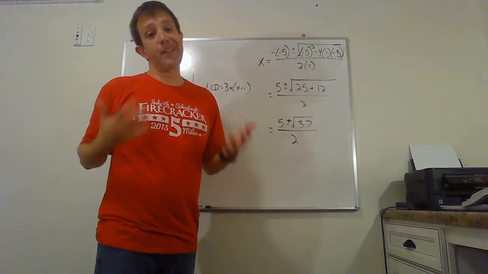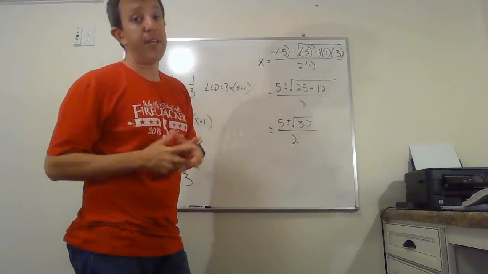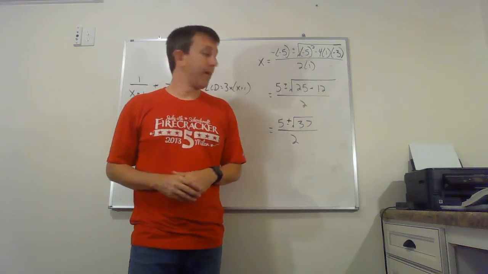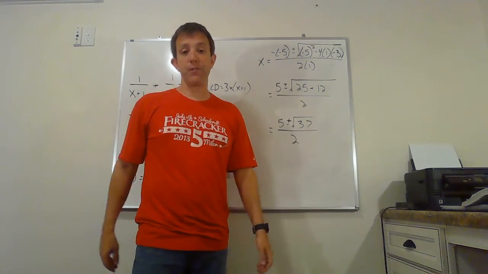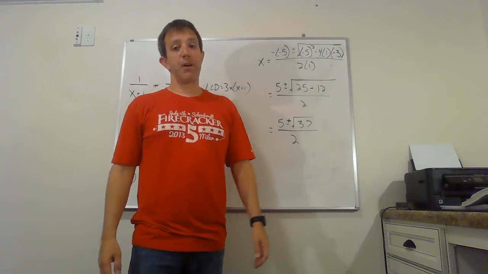Square root of 37, again, not a nice number. It's between 6 and 7, and you cannot pull anything out of that radical. So we're left with this as our solution. And there we go. That's the quadratic formula.